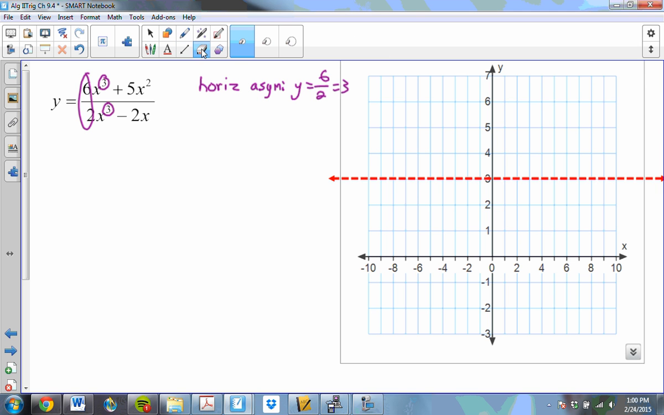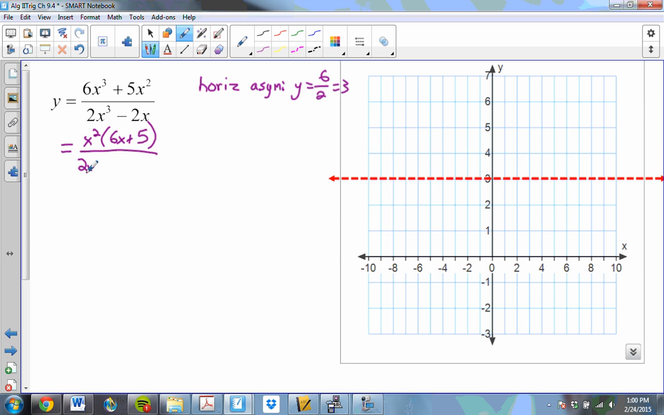Now that I've figured out what my asymptote is, I want to see if I can simplify this at all. Well, the top can factor, I can pull out an x squared, and I have 6x plus 5. The bottom can factor, I can pull out 2x, and I have x squared minus 1. Well, one of these x's here cancels with one of these x's here. So as I simplify this, I actually get x times (6x plus 5) over 2 times (x plus 1)(x minus 1). I got that (x plus 1)(x minus 1) because this is a difference of squares that can still factor.